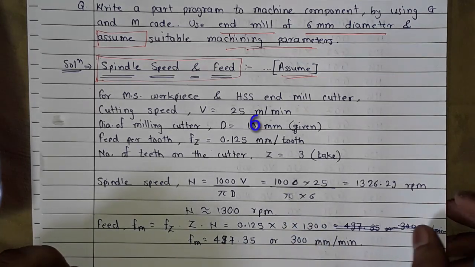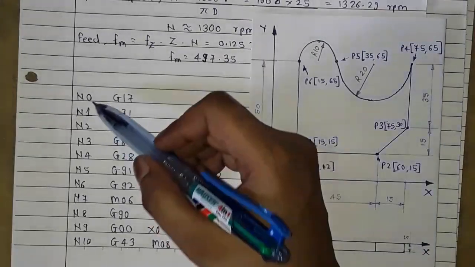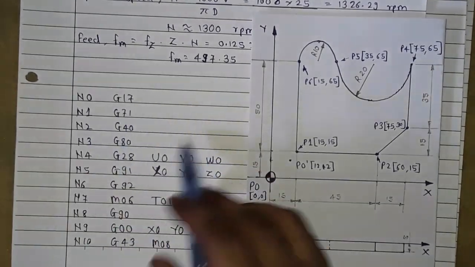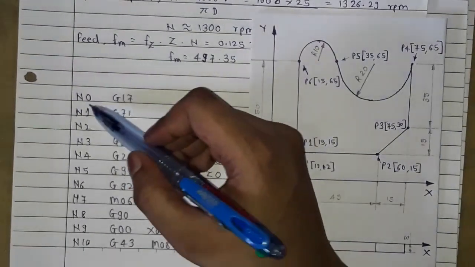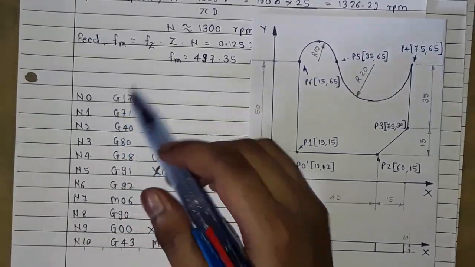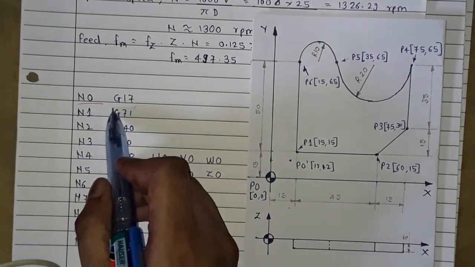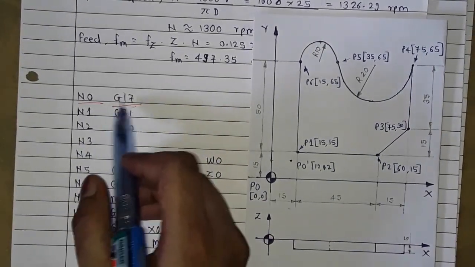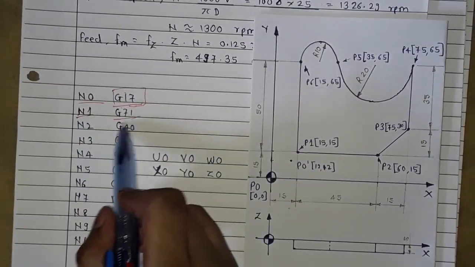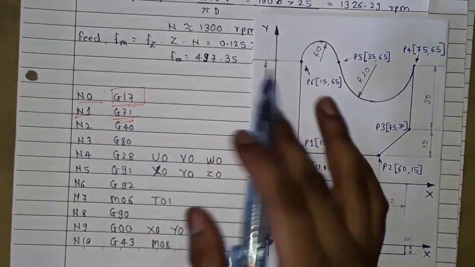So now let's begin with our part programming. Here N0, N1, N2 and so on are the sequence numbers for each programming line. N0 to N10 are mostly the common programming lines for each milling program. Here N0, G17 is for principal XY plane selection. N1, G71 is for metric mode programming.